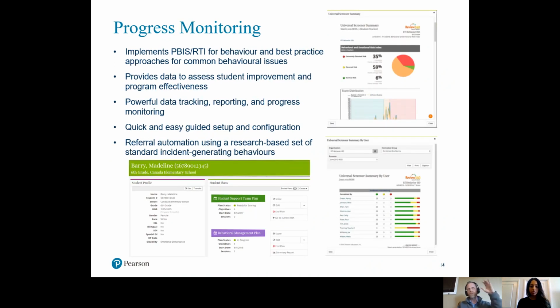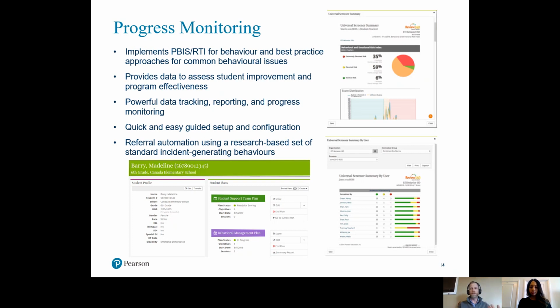So we looked at the screeners. After the screeners, we have some data, and we are able to then progress monitor. Now, we can progress monitor at the group levels, but we can also, I think most importantly, track any interventions or plans that we've put in place for the individual students who, from our screening, have been identified as being at risk for either behavioral, social, emotional, or social skill difficulties.